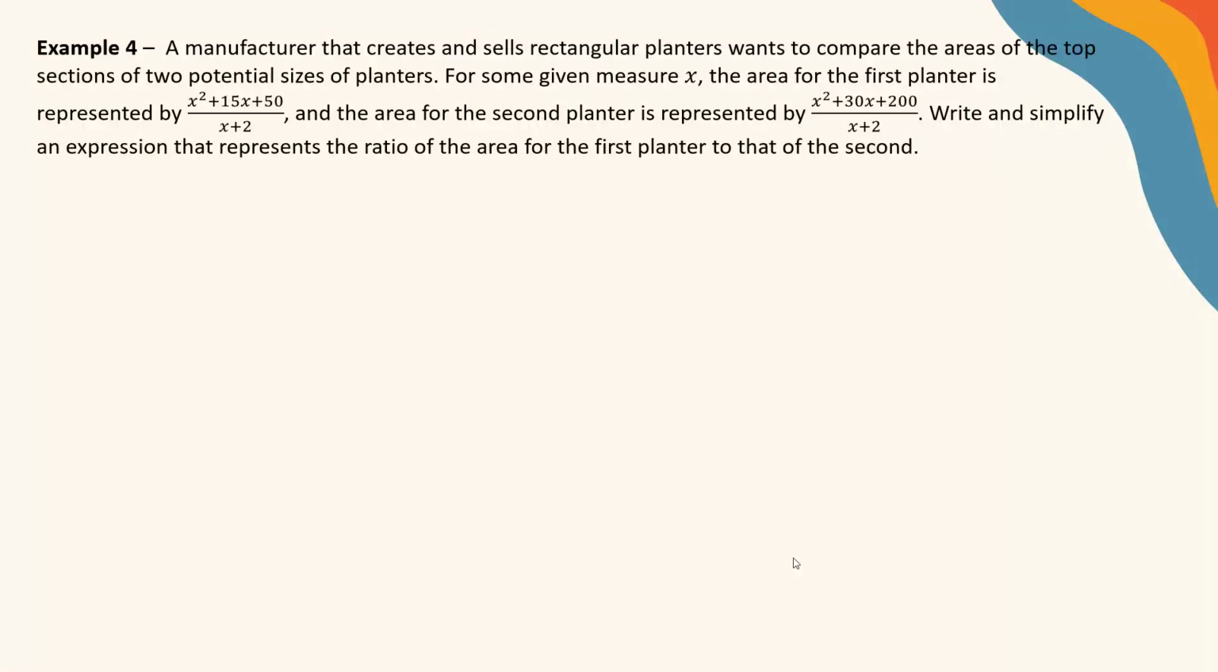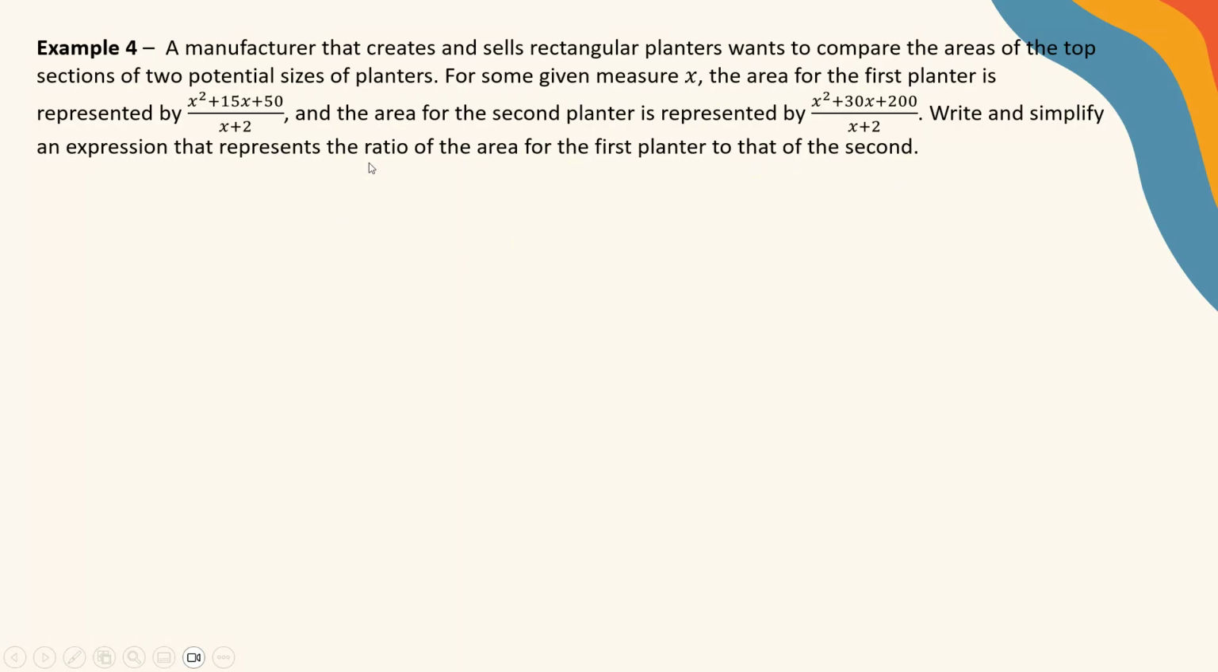Example 4. A manufacturer that creates and sells rectangular planters wants to compare the area of the top section of two potential sizes of planters. For some given measure x, the area of the first planter is represented by x squared plus 15x plus 50 all over x plus 2. And the area of the second planter is represented by x squared plus 30x plus 200 over x plus 2. Write and simplify an expression that represents the ratio of the area of the first planter to the second planter.